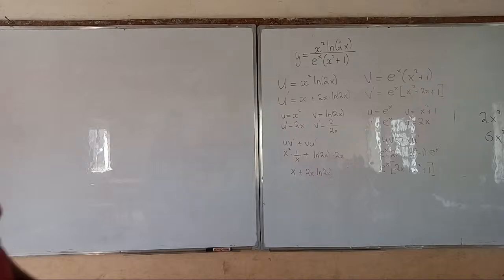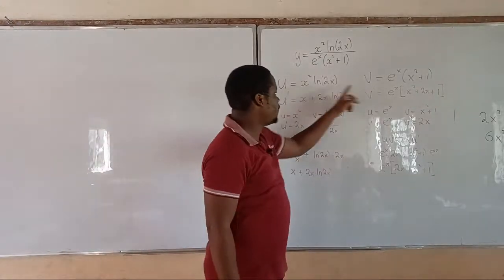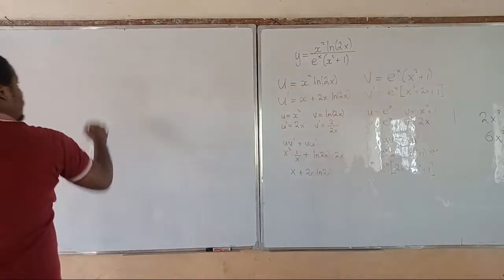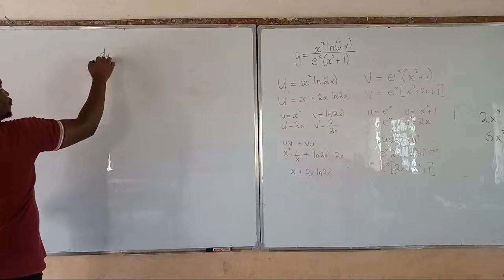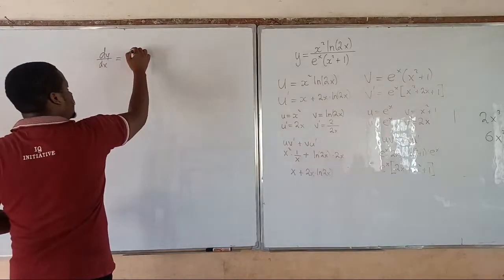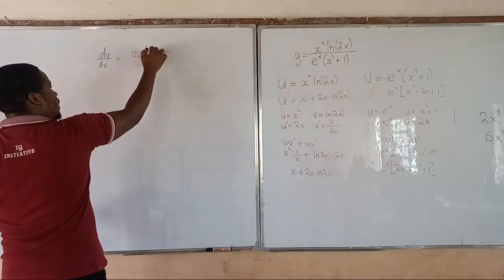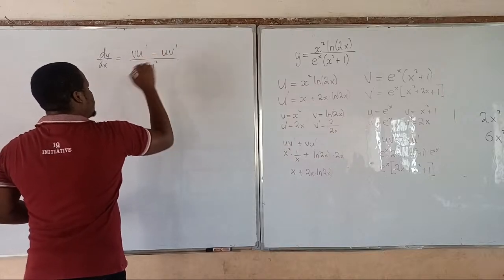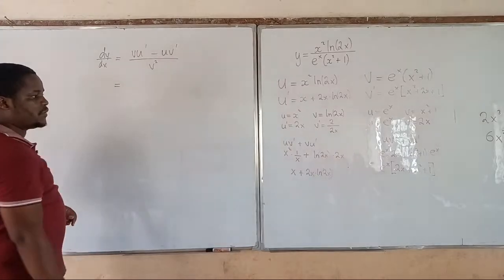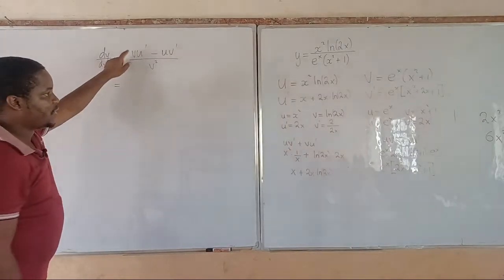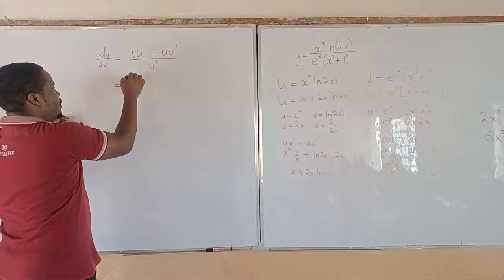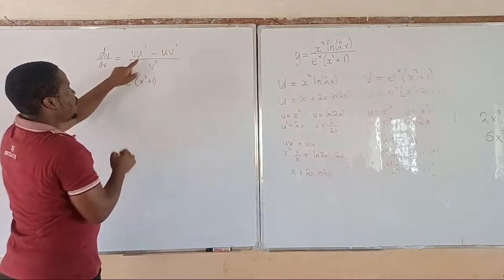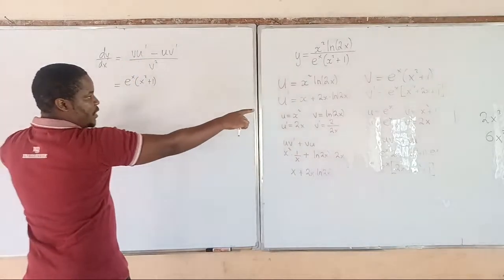Okay, so now we have u, we have v, we have u prime, we have v prime. Let's apply the quotient rule. Remember, dy/dx by the quotient rule is equal to (vu' minus uv') divided by v squared. So it's just a matter of substituting now. What is v? V is e^x (x squared plus 1). What is u prime? U prime is this guy here.